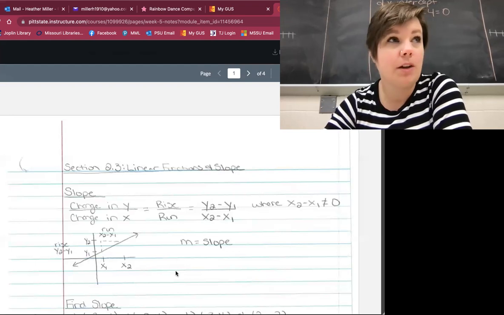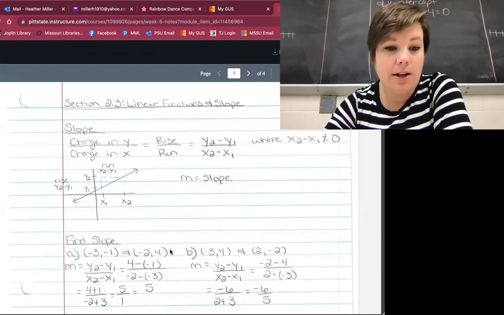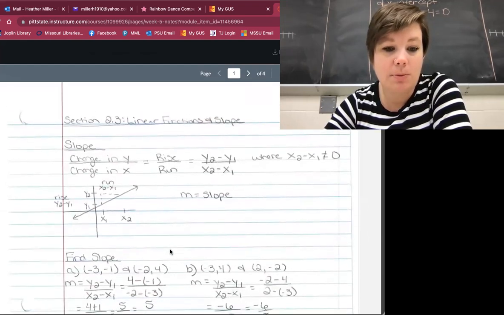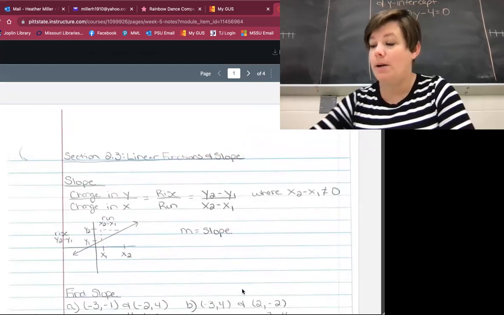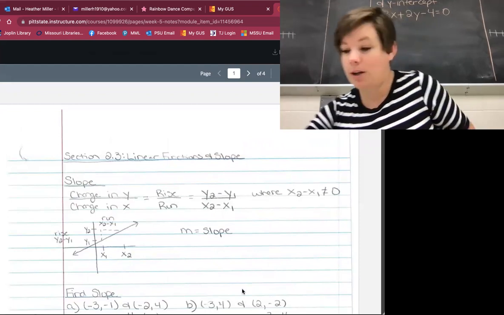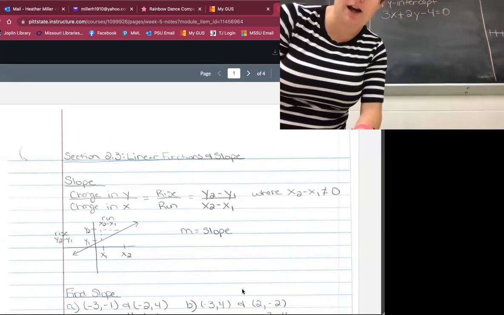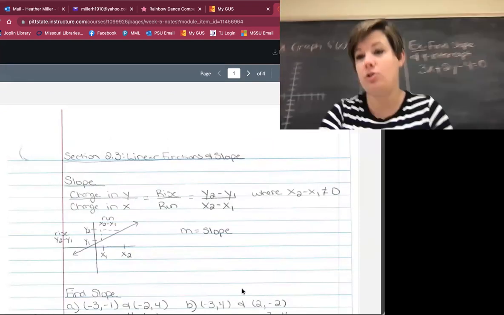So you do have to be careful in terms of that, but otherwise you don't have to be that careful. So let's go ahead, and I am going to scroll up just a little bit, just so that you can see the points there. But I'm going to work these problems on the board as well, so that you can see how to find the slope if you're given two different points.